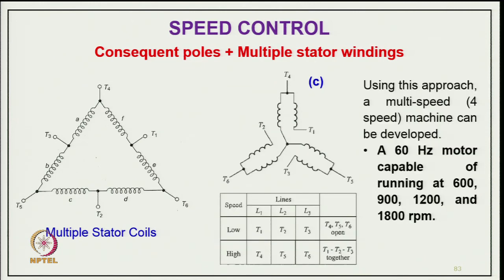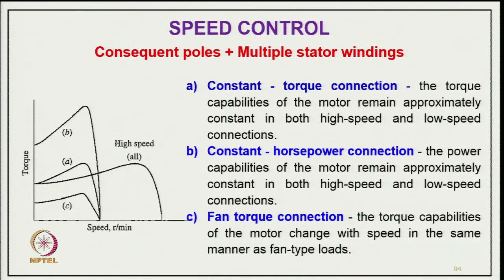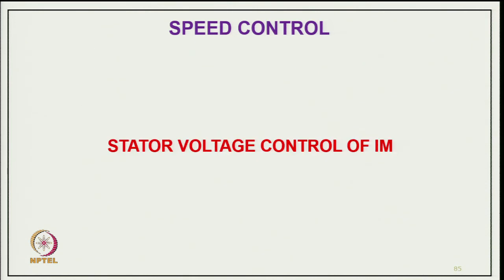So, there are four methods: consequent pole, pole amplitude modulation, and the phase mixing technique. Of course, as you can see, the characteristics differ with different pole changing methods. These are not very popular nowadays because we have better methods for control.